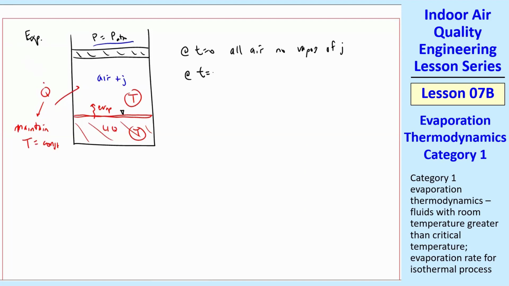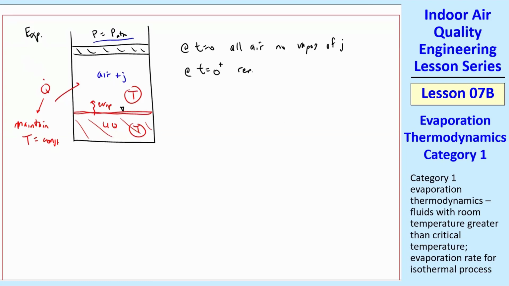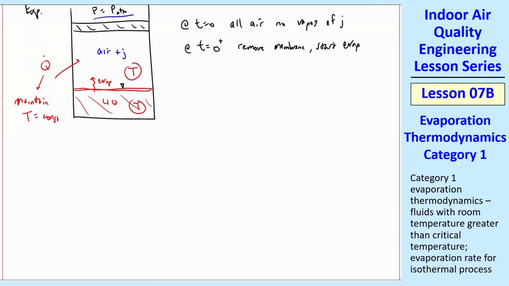And at T equals 0 plus, meaning microseconds after 0, we remove the membrane and we start the evaporation process. So evaporation begins. And then, as I said, Q dot is added or removed as necessary to keep T equal constant. So this is an isothermal process.